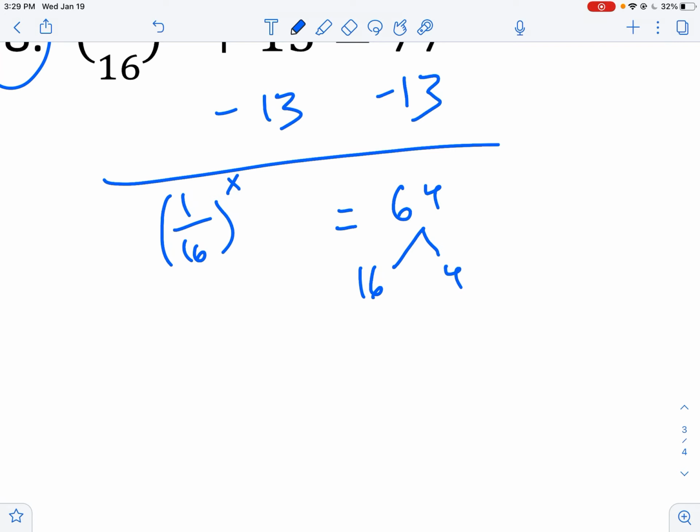And this is where we run into a problem. Because you can't take 16 and write it as a power of 1 or 2 or something like that and get 64. No integer exponent is going to get you there. And so really what we actually needed to do is change the base on both sides.